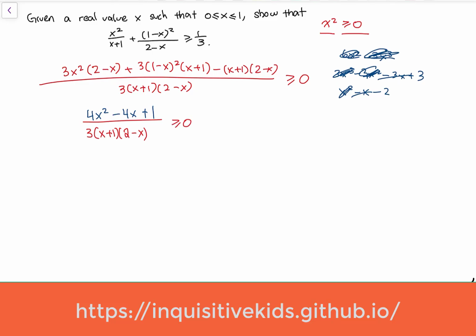Now, how can we further apply the trivial inequality? Well, in order to apply the trivial inequality, we need to make a perfect square appear. Thankfully, we can do that because this numerator becomes 2x minus 1 squared. So this perfect square must be greater or equal to 0. The denominator is still this product. So by the trivial inequality, this part is greater or equal to 0.